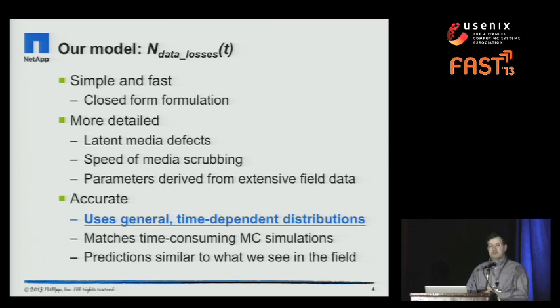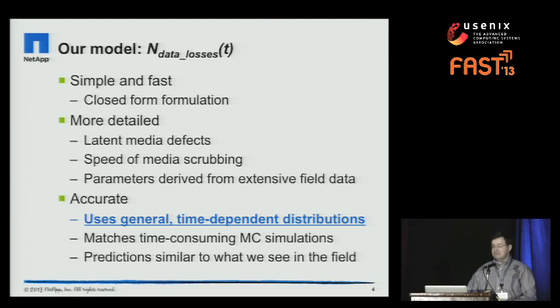So we have tens of thousands of systems in the field. We have hundreds of thousands of disk drives, and all of them ship data back in. So we analyzed the data, and based on that analysis, we formulated the parameters for the different distributions. And it's accurate because, unlike the Markov chain exponential constant failure rate distributions, we use general time-dependent distributions. And it turns out that the equation seems to match pretty well what we can expect from time-consuming Markov chain simulations or what we have seen in the field.